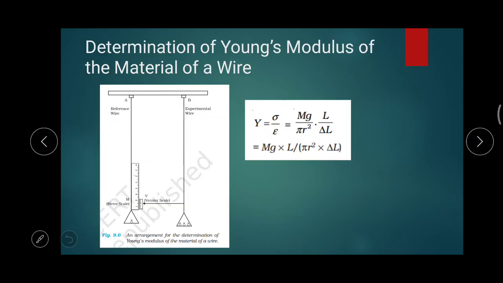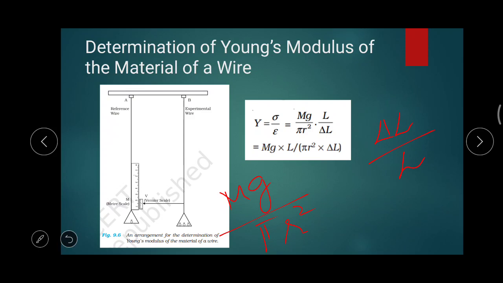Then the stress value will be the force divided by the area, force per area, that is mg divided by pi r square. The longitudinal strain value will be the change in length, suppose the elongation that happened is delta L, divided by the original length L.